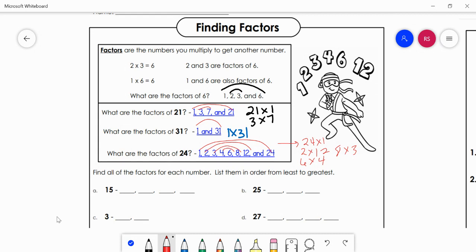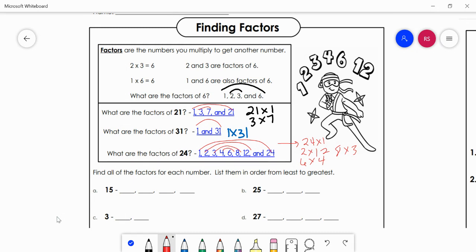Let's do some practice now. I want everybody right now to pause this video and try these 4 problems on your own. You're finding the factors for 15, 25, 3, and 27. It's kind of guided for you because it gives you the blanks. Make sure that you're ordering them from least to greatest. Go ahead and pause the video right now, work on those, and when you're finished, start the video back up and I will go through how to do these.